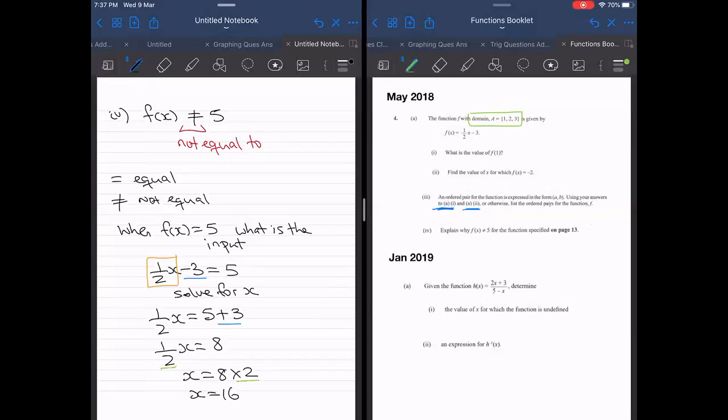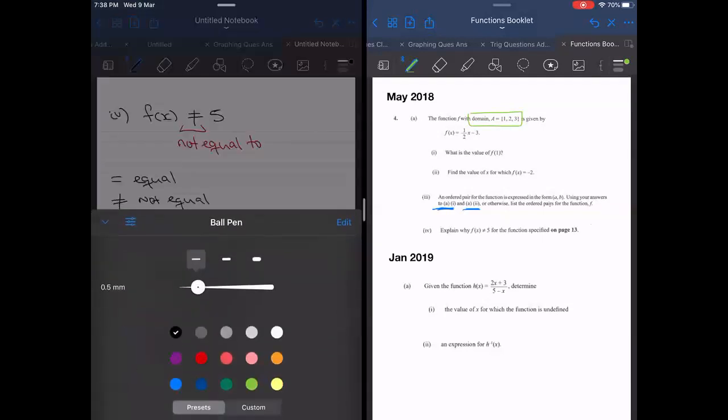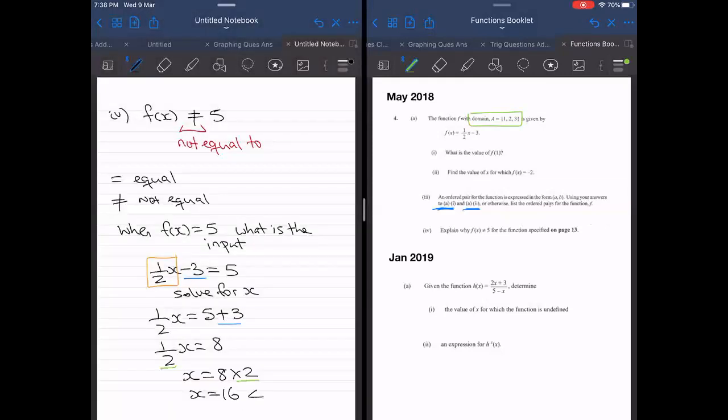Okay, awesome. So guys, the reason that f of x equal to 5 is not valid is because, look at it, based on the domain that they give us, can x be 16? No, x can only be 1, 2, or 3. Right? X can only be 1, 2, or 3.